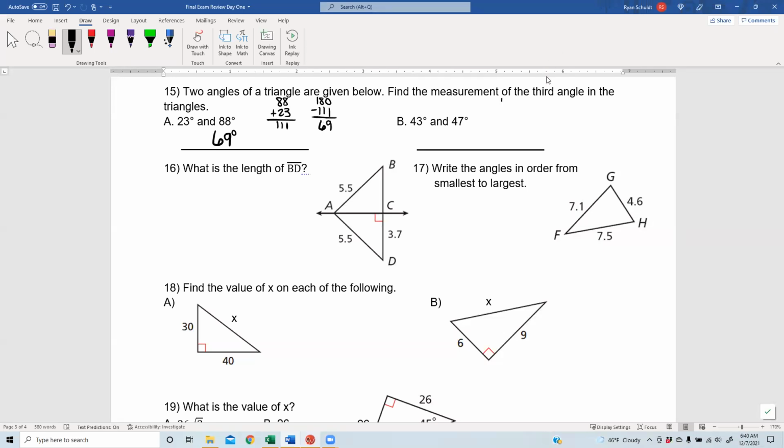For B, 43 plus 47 gives me 90. Subtract that from 180, and I get back 90. So this one's going to be 90 degrees.